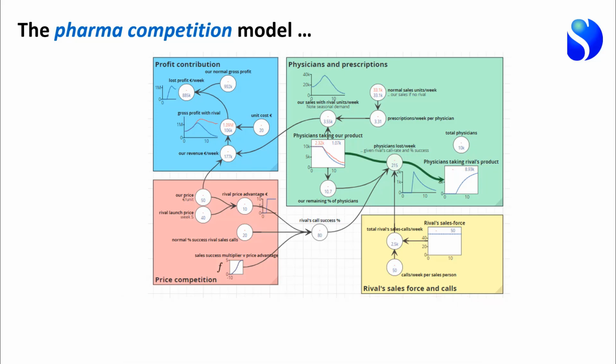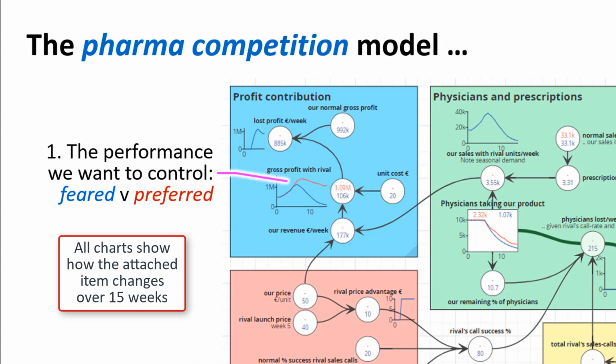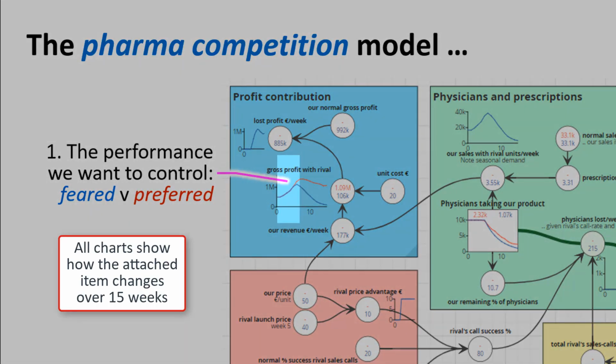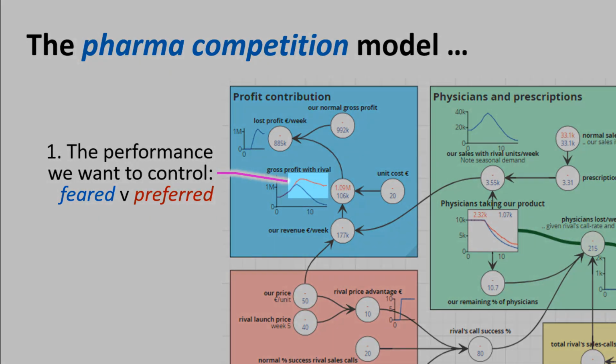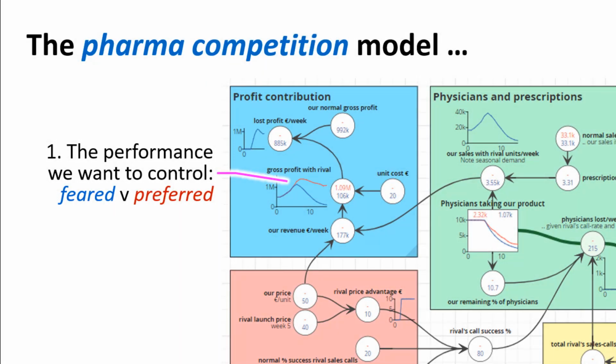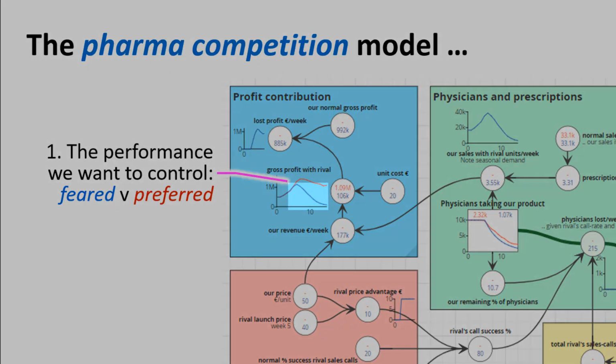So the item I've highlighted up there at the top left is the profit that we made from this product. The blue line at the start of the chart is the profit that we will make up to the point when our competitor launches. The red line is what we would have made if the competitor did not launch. The little blue line is what we fear will happen if the competitor captures our customers.